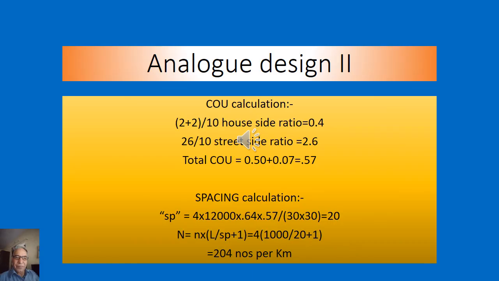Putting all these values into the equation as given for SP spacing, we find the spacing comes to 20 meters. Now to find the total number of lanterns, the second equation shall be used, and this 20 meter spacing shall be used to find the total number of lanterns by this equation. We find 204 lanterns per kilometer.